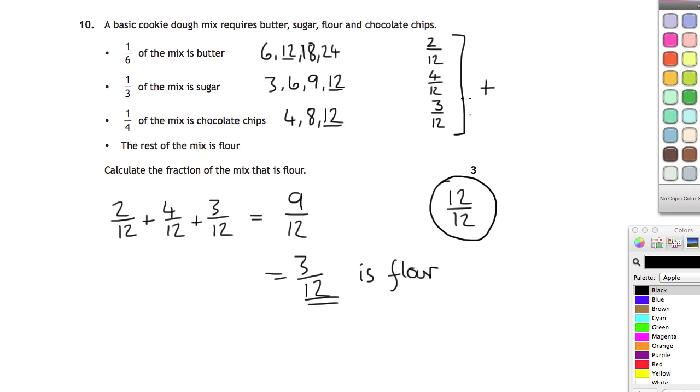And that's your mark. So the first mark is to convert them into fractions with a common denominator. The second mark is to then add these up, just to tell you how big a fraction we have for the first 3 ingredients, and then you want to get it up to the whole amount, so that's where 3 twelfths is going to be flour. And that's your answer to question 10.